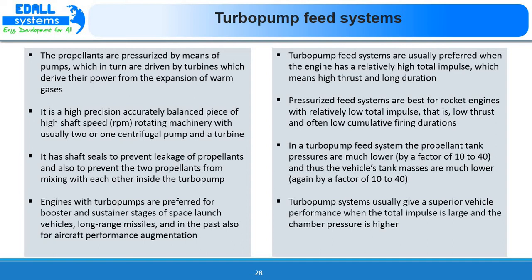Pressurized fed systems, which we discussed earlier, are best for rocket engines with relatively low total impulse, that is low thrust, and often low cumulative firing durations. While in turbopump fed systems, the propellant tank pressures are much lower by a factor of 10 to 40, and thus the vehicle's tank masses are much lower, again by a factor of 10 to 40. Turbopump systems usually give a superior vehicle performance when the total impulse is large and the chamber pressure is high. So each system has its own advantages and disadvantages based on their applications.